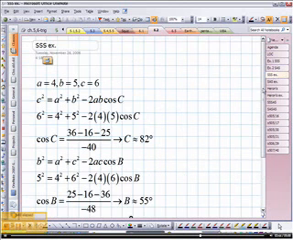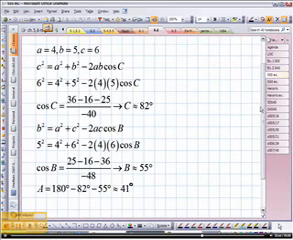Here's another SSS example. I'll leave this up there for a moment, but remember you can also get this off of posted web notes. I'll try to remember to post the web notes. If not, I'll leave it here, and you can always pause the presentation. What I've done here is I've solved the triangle completely, where I've used law of cosines to get angle C, and then I've used it again to get angle B. I could use law of sines there. And once I've got the two angles, I just subtract from 180 to get the third angle.